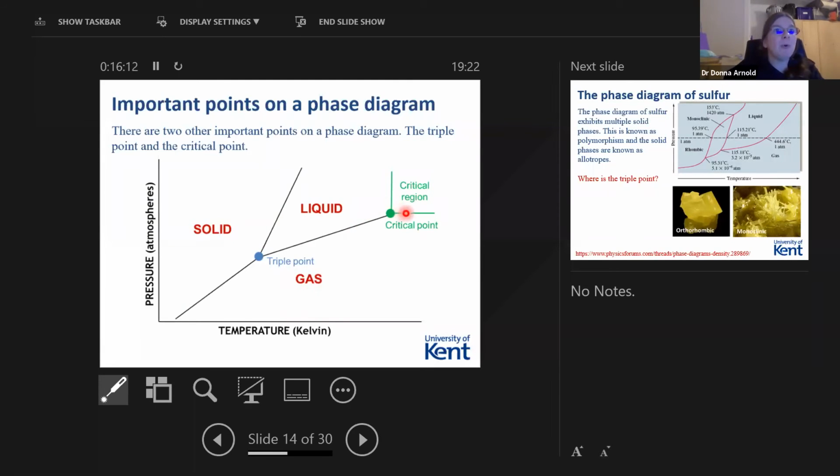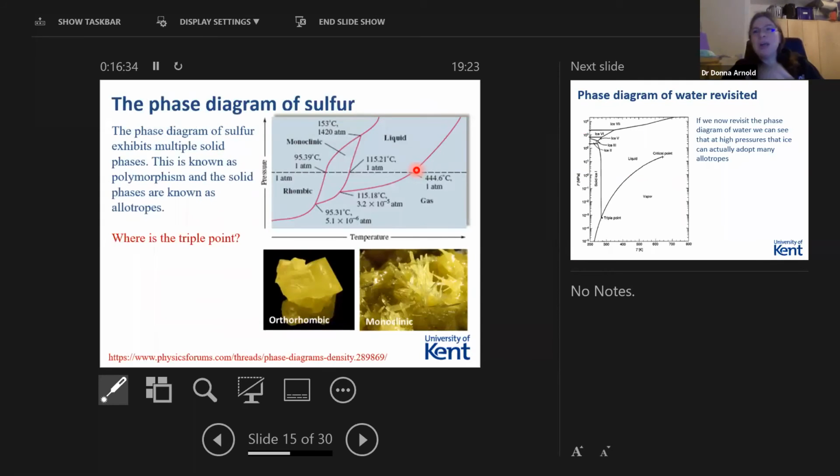The other important point is this point up here. So above a certain temperature and pressure, we get to the critical point. And above this, we have what's known as the critical region. And we'll come on to that in a couple of slides' time, and we'll talk about the critical region a little bit more. But these are important things you need to remember. So let's look at another phase diagram.